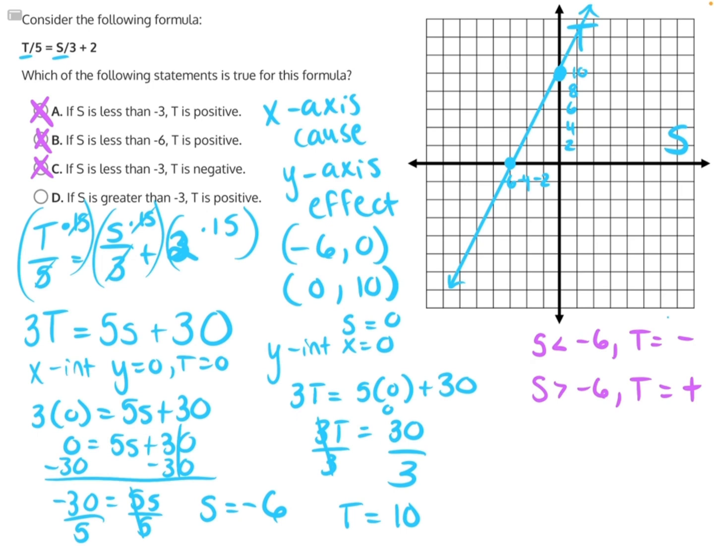D, if s is greater than negative 3, then t is positive. Well, negative 3 is right here, and everything to the right-hand side of this graph is all positive. So that makes D our correct answer.